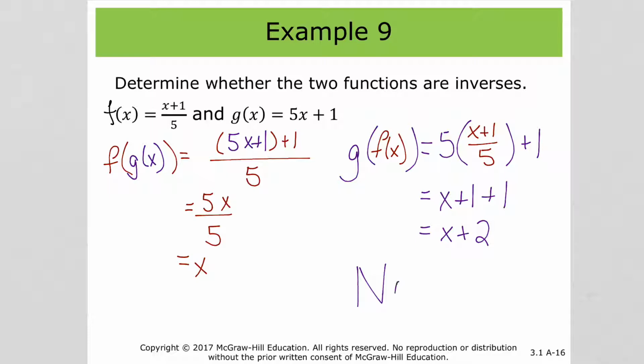So no, even though this one gave us x, the other one didn't. So that's why you've got to test both. So no, these two functions are not inverses of each other. Okay?